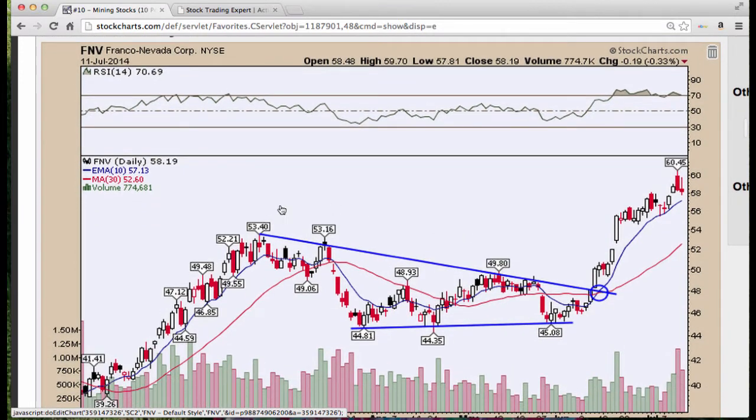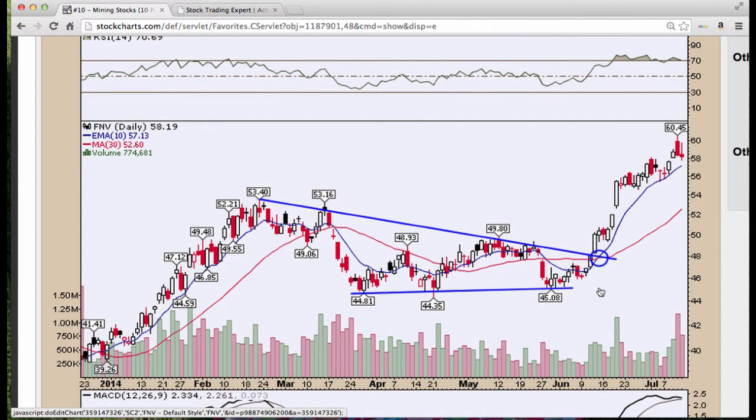Franco-Nevada, we saw a nice breakout of a wedge pattern. We had a crossover here in June, and now we see a nice uptrend.